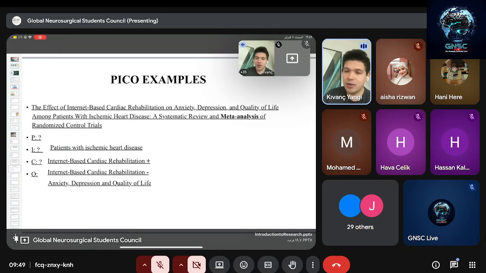So these are actual article names which I took from PubMed. The effect of internet-based cardiac rehabilitation on anxiety, depression, and quality of life among patients with ischemic heart disease. So P here, your patient population, is patients with ischemic heart disease. Your I, the intervention, is internet-based cardiac rehabilitation. Your comparison is the group who did not get this intervention, the control group. And your outcome here is anxiety, depression, and quality of life. Next slide, please.